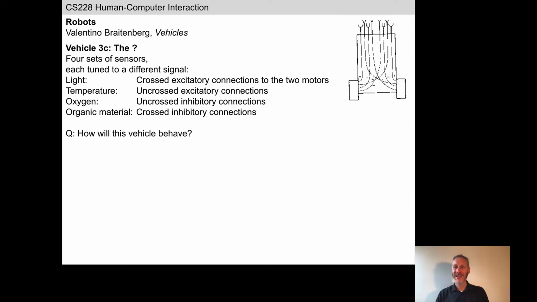Even with this slightly more added complexity, it's hard to think about how this robot will behave. It's also hard because I haven't told you what environment it's in, but let's assume that it's in a relatively complex environment where at different positions there's more or less light, it's warmer or colder, there's more or less oxygen, there's more or less organic material.